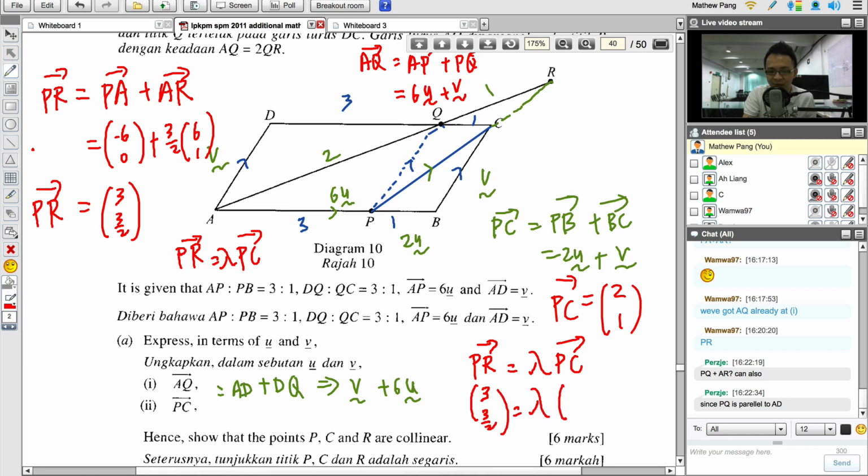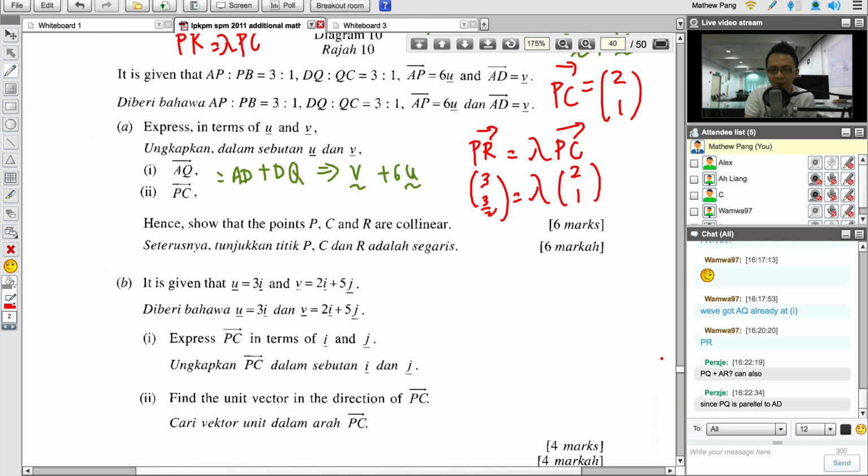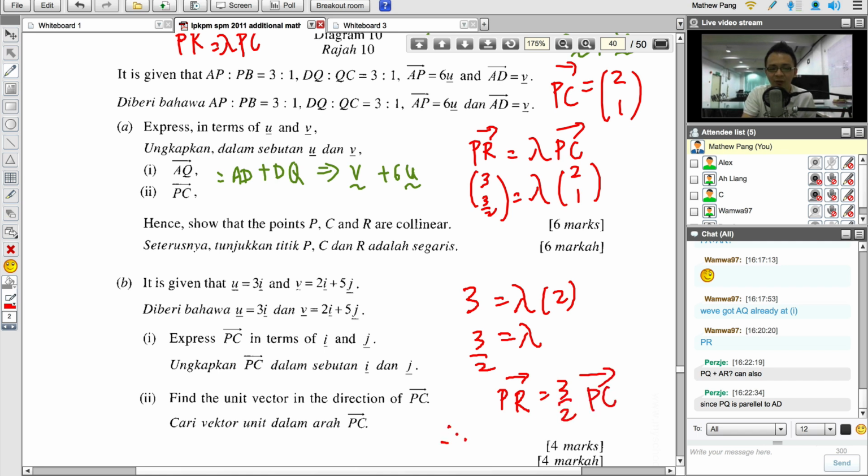You can do it this way if you want. You must try to get the 3 for this one, so you can do something like this: 3 equals lambda times 2. So lambda actually equals 3 over 2. Therefore, if you got this one, we substitute in, so we can get PR equals 3 over 2 PC. Therefore, P, C, R are collinear.